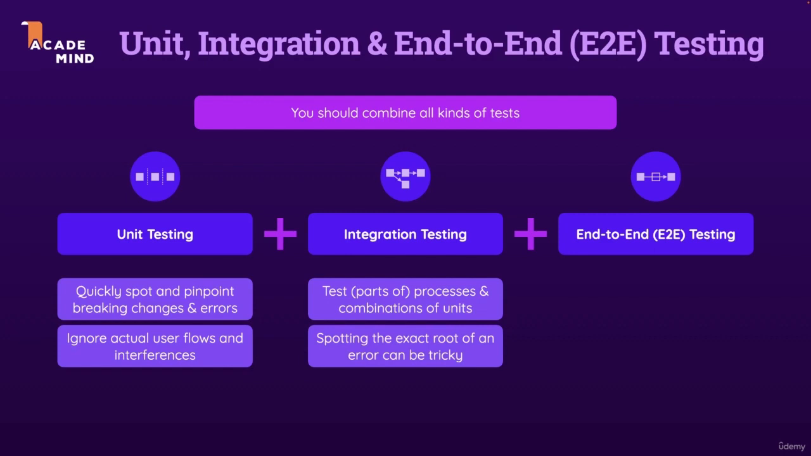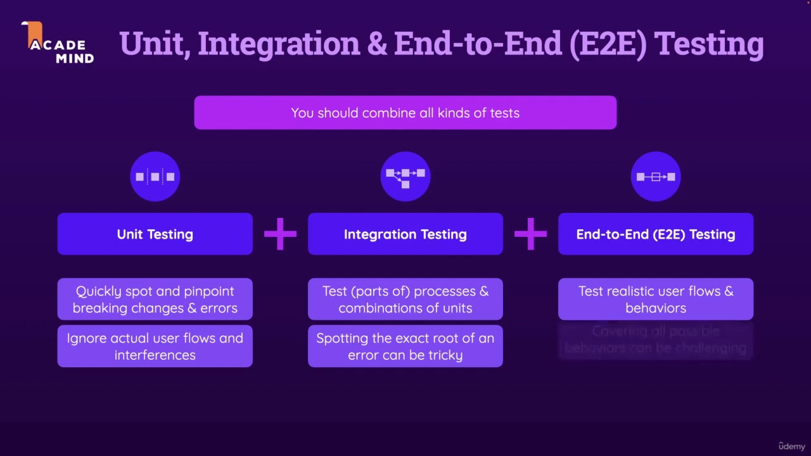Now, with end-to-end tests, as mentioned, you do test those realistic behaviors of users and those realistic flows, those realistic processes that take part of your application. But of course, with end-to-end testing, it becomes tricky to cover all possible behaviors that can be challenging. And if things do go wrong, it of course can take some extra work to find out which exact part of the application broke and which part of the application is causing a certain test to fail.